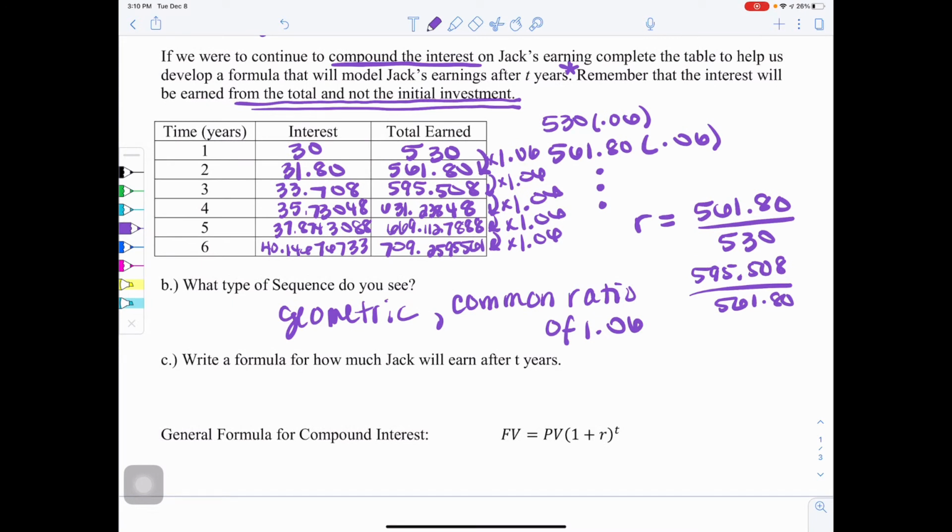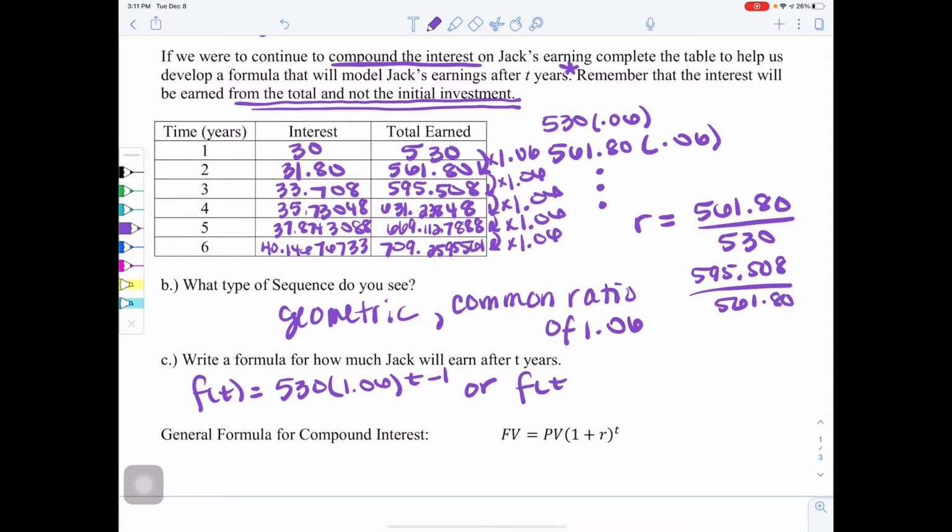Okay, now in Part C, it says write a formula for how Jack will earn after t years. So we're going to make a generic formula. The first option, f of t, is to set it up like a geometric sequence. The first term is 530. Our common ratio is 1.06, and then we compensate for starting with the first term by doing t minus 1. Now, if we wanted to use the principal amount or initial value instead, we can do that.